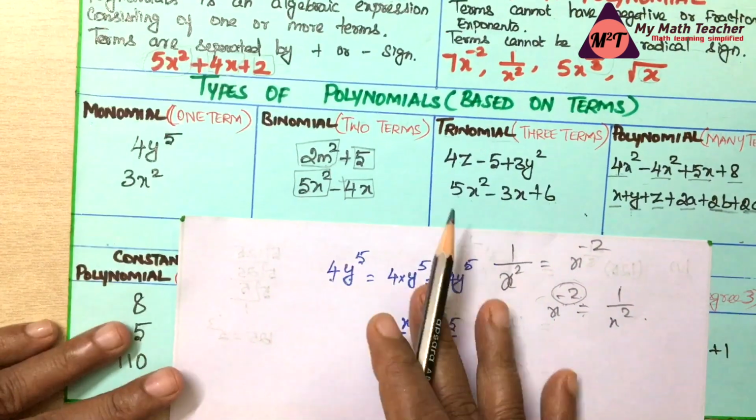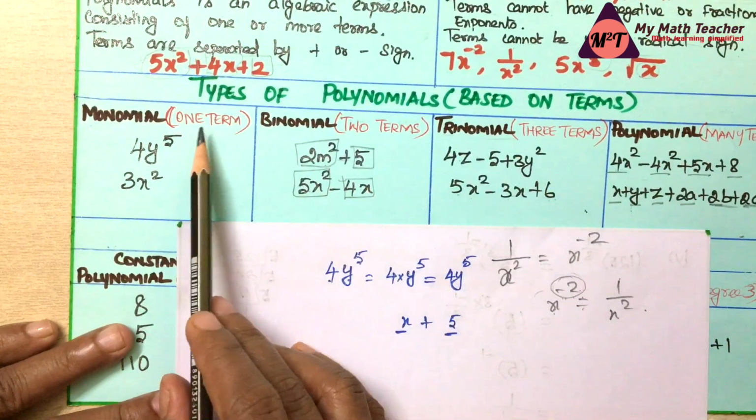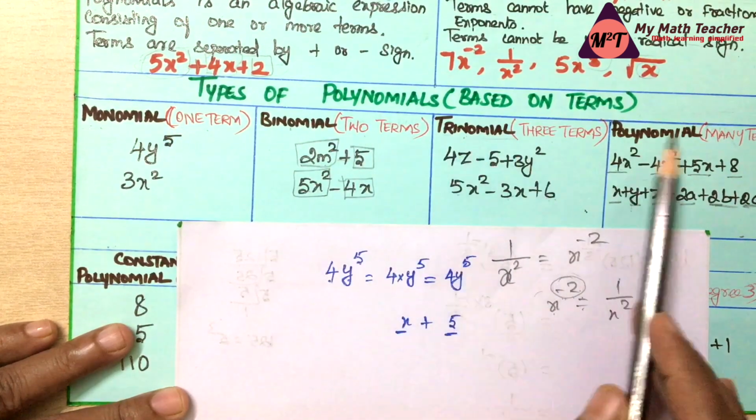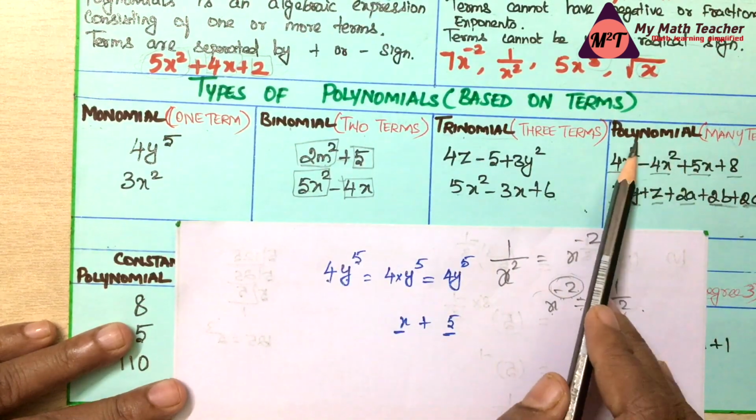So, types of polynomials based on terms. One term is called monomial, two terms is called binomial, three terms is called trinomial, and many terms are called polynomial.